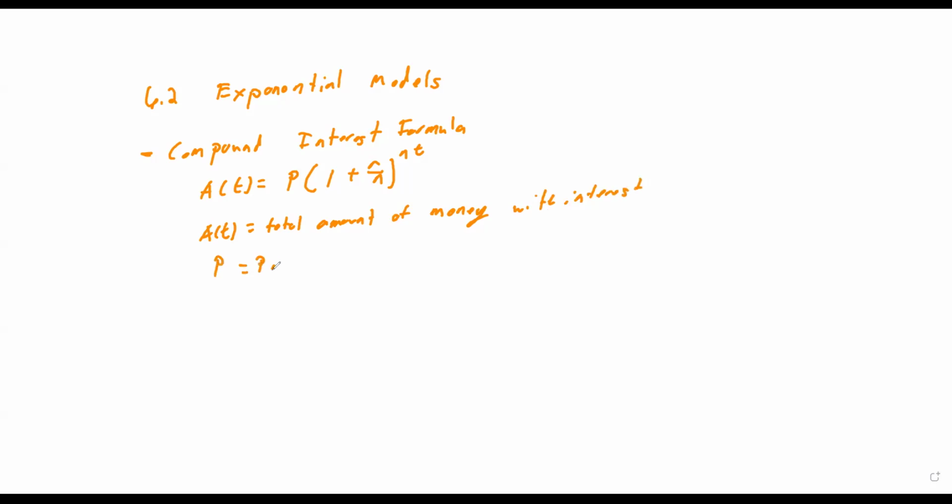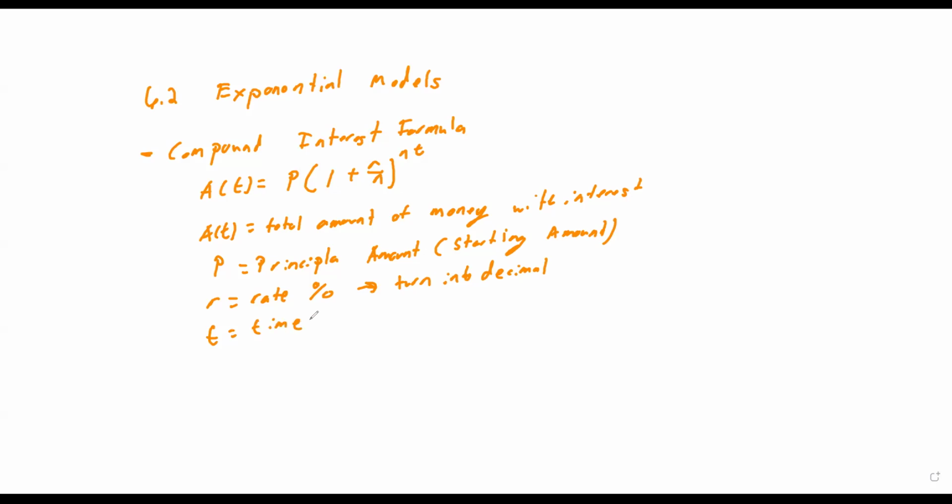P is your principal amount, which is basically your starting amount. That's how I like to label it: how much money I started with. R is your rate. Usually it's given to you as a percent, and you must turn it into a decimal. The T, of course, is time. It'll be given to you however it wants to give it to you: years, months, seconds, days, all depends.